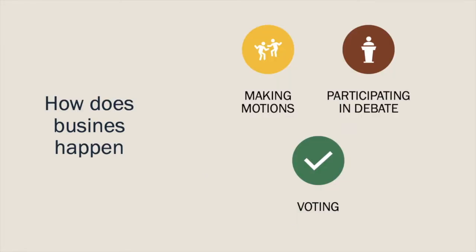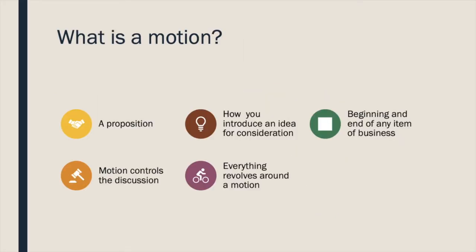So, how does business actually happen at forum? It can be boiled down to these three simple things: making motions, participating in debate, and voting. That's basically the gist of how everything happens. Let's dive right into what a motion is. You've probably heard of motions before. A motion is a proposition. Whenever you want to introduce an item of business for consideration, you do so by making a motion.